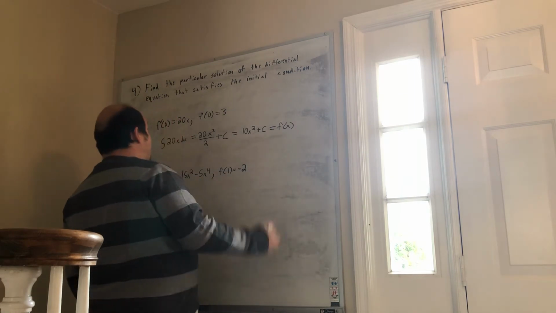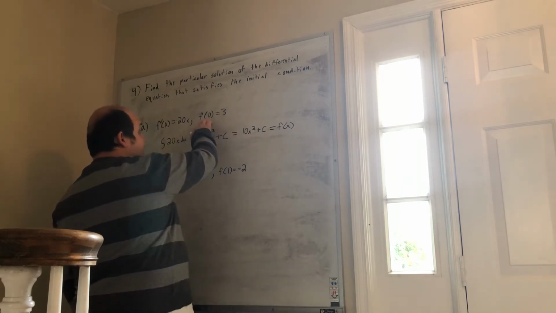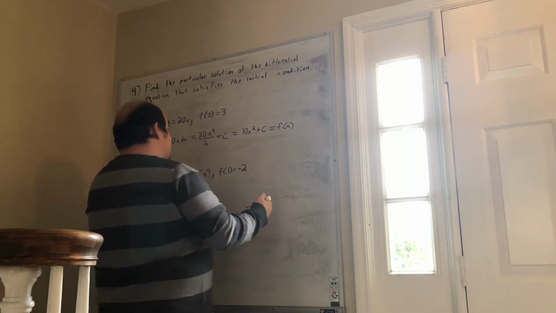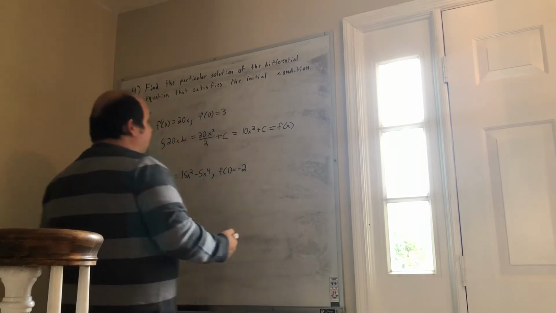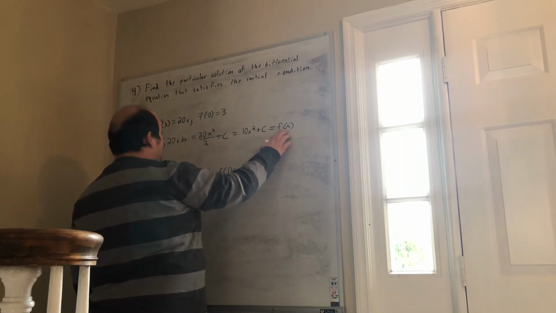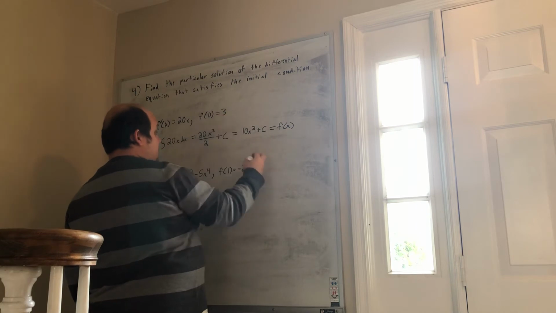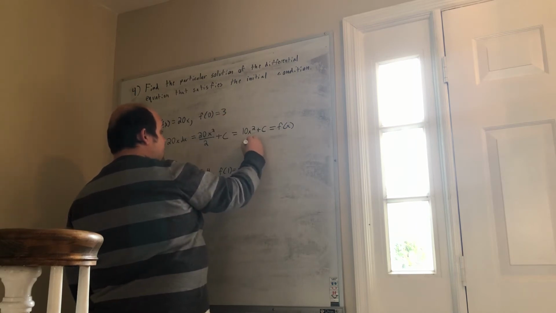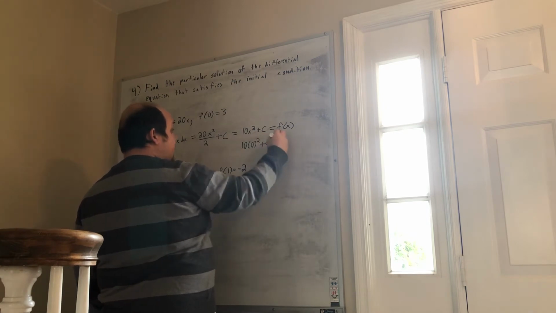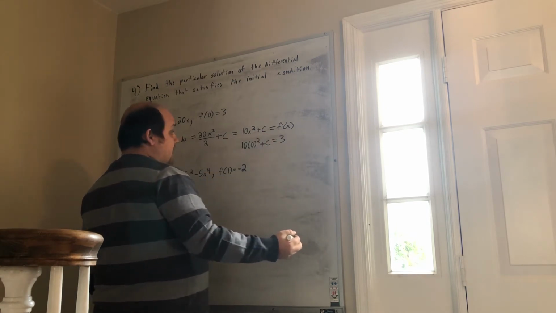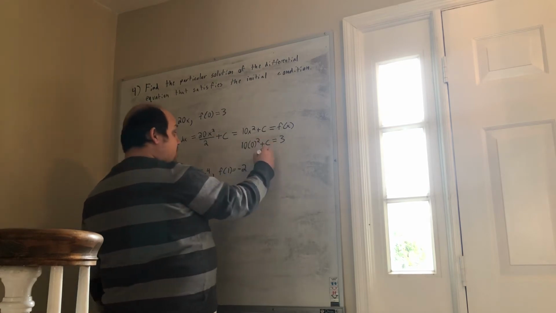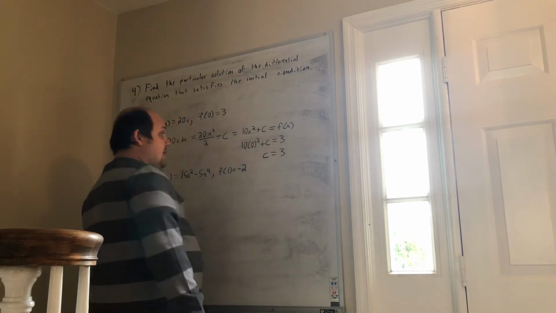But then we're given another piece of information. F of 0 equals 3. What that means is, if I plug in 0 everywhere where I see an x, I should get an answer for y that is 3. So if I do 10 times 0 squared plus c, I should get an answer of 3. 10 times 0 squared is just 0, so the equation reduces to c equals 3.